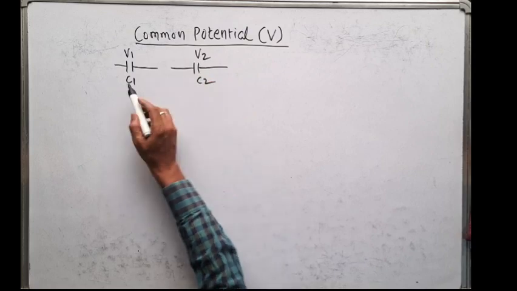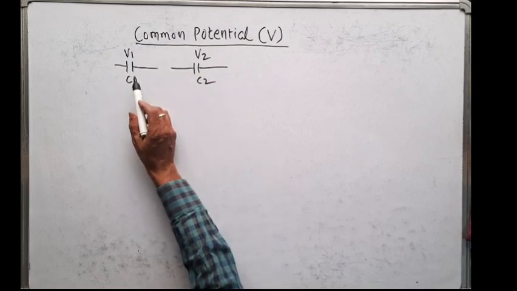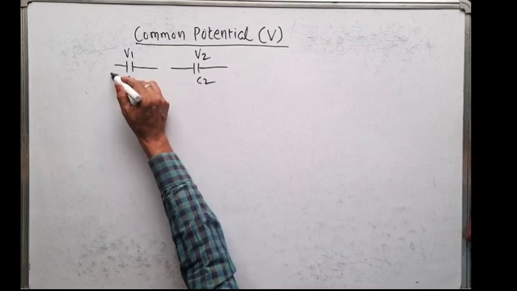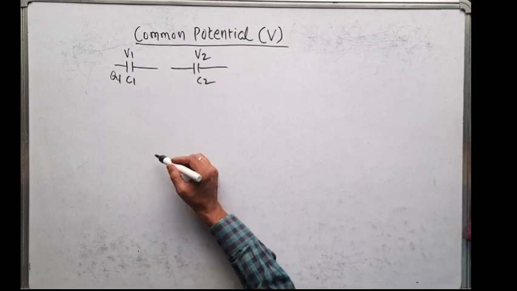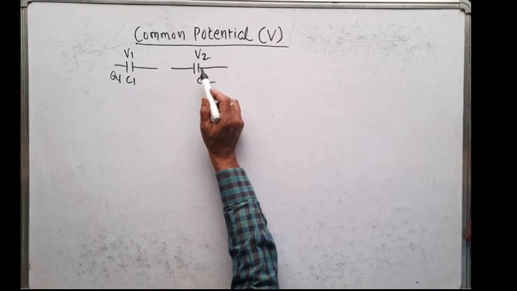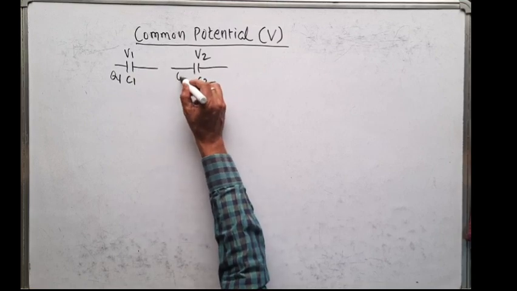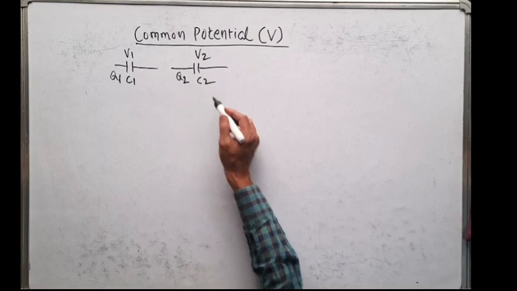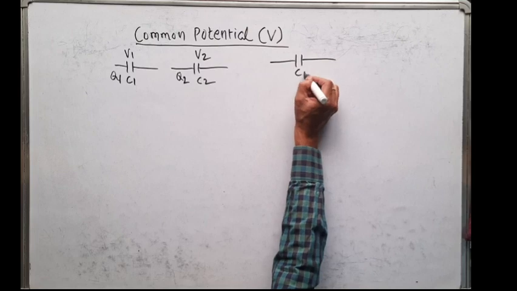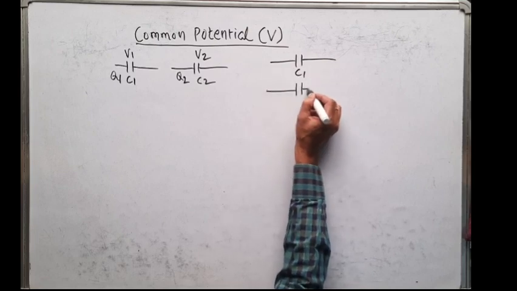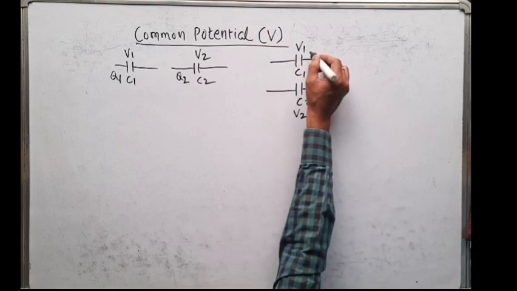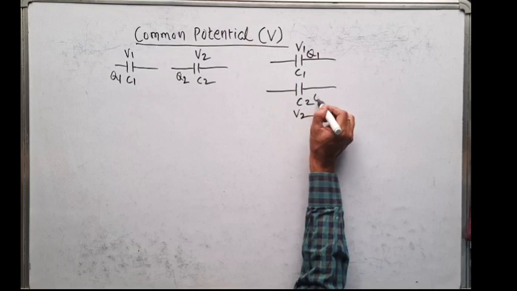V2 volt. This is the first capacitor. You charge it fully so that the potential difference across the capacitor will be V1 and the charge on the capacitor is Q1. Similarly, this capacitor is charged by another source with a potential difference V2 and let the charge stored be Q2. Now this is your C1, this is your C2. Here voltage is V1, here voltage is V2. Here charge is Q1, here charge is Q2.